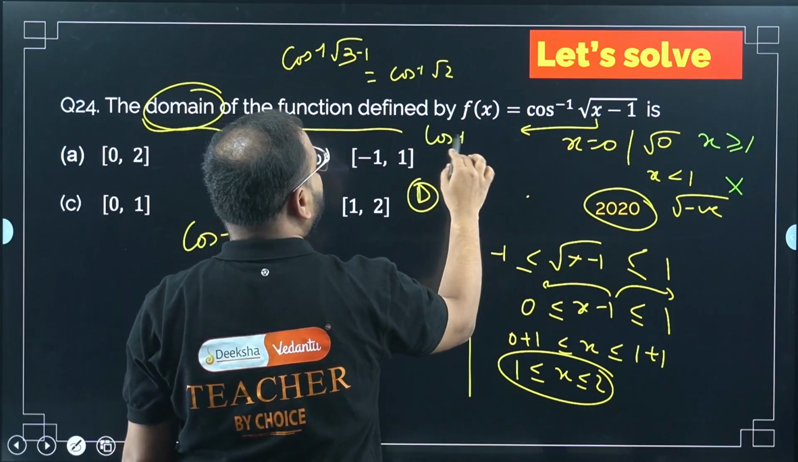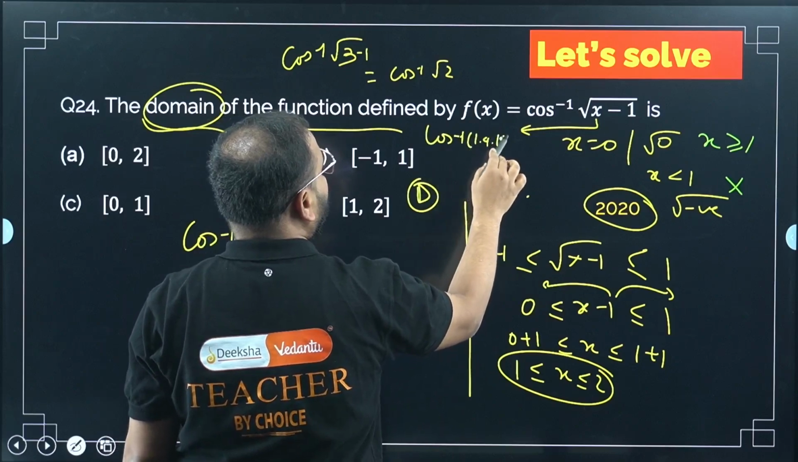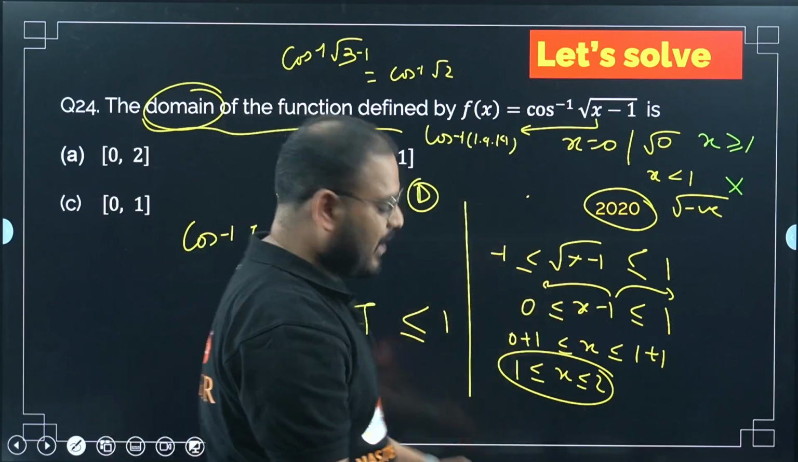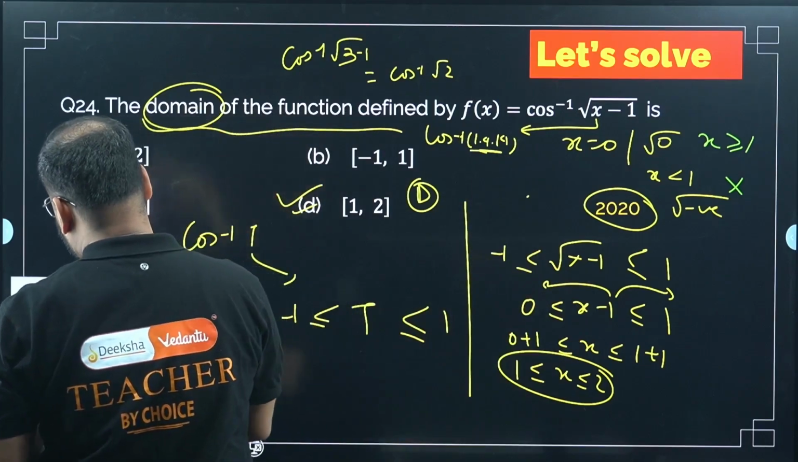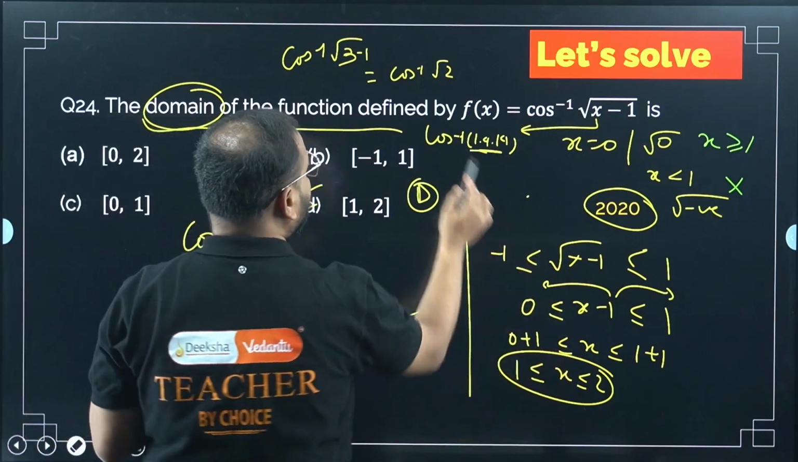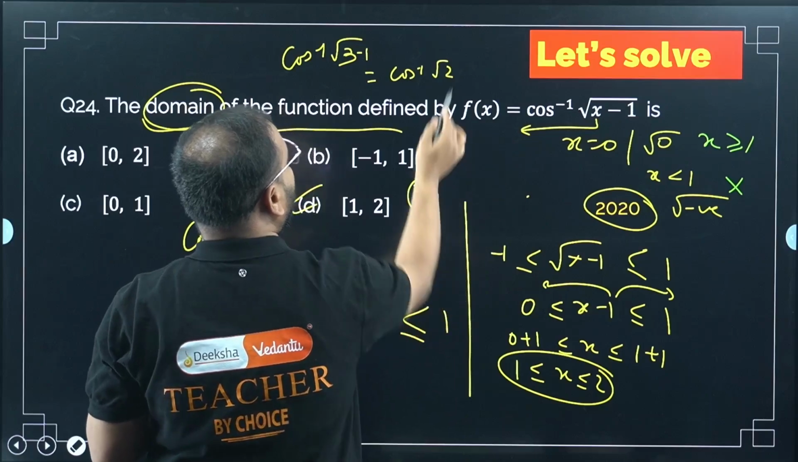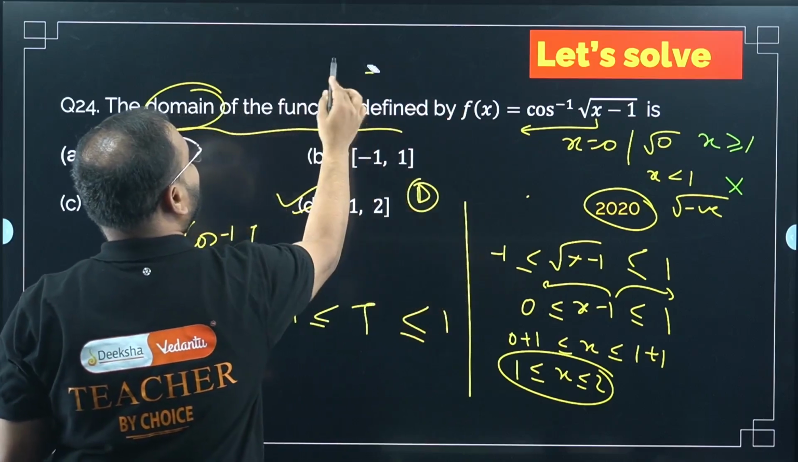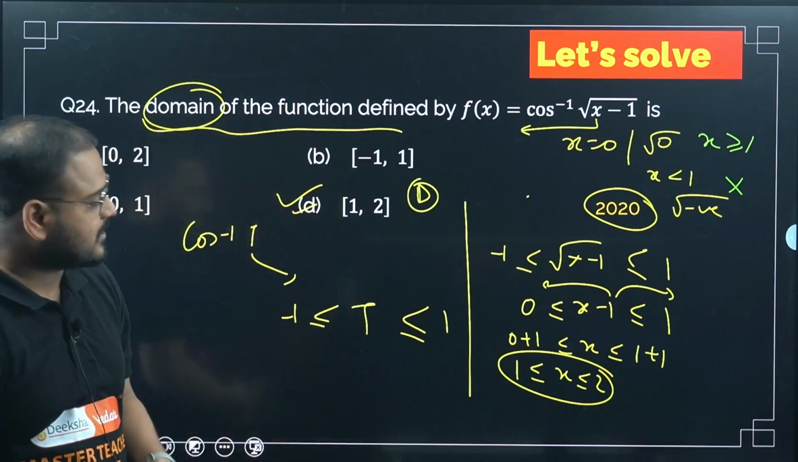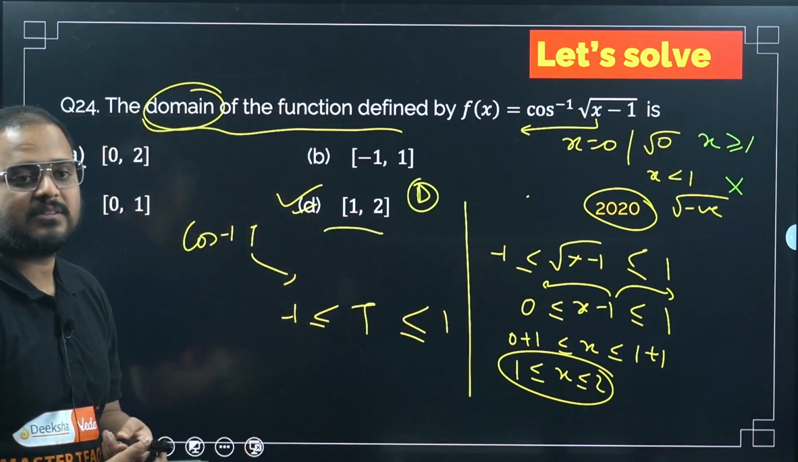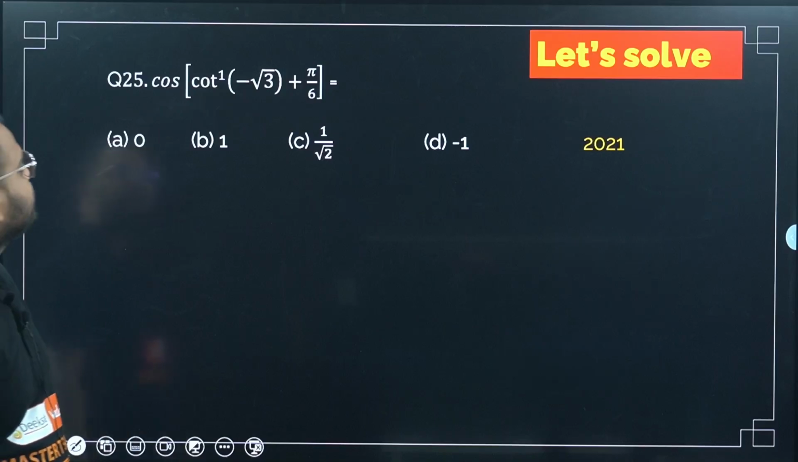Cos inverse of 1.414. But cos does not have a domain more than 1. 1.414 is more than 1. So I cannot have a value more than 2. That's why the boundaries are defined like this, sir. Please understand this. 1 to 2. Answer is D. Alright, moving on.